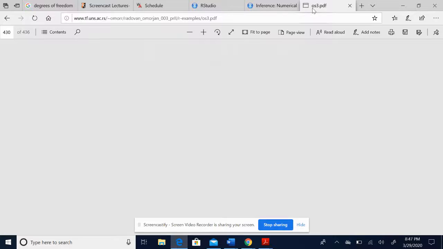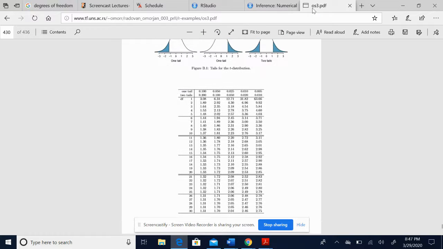So I'm going to go back to my chart here, and I'm going to go to the two tail. I'm going to go all the way across. There's 1% in the very last column. 24 degrees of freedom. I'm going to go all the way across. That's 2.80 for the T star value.